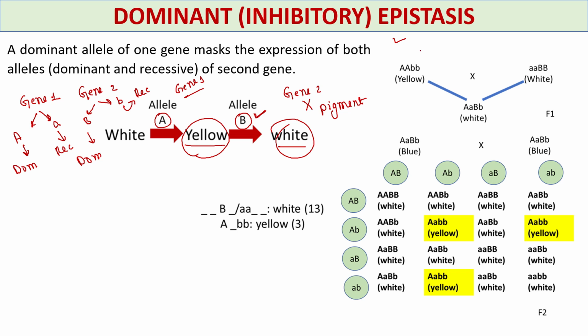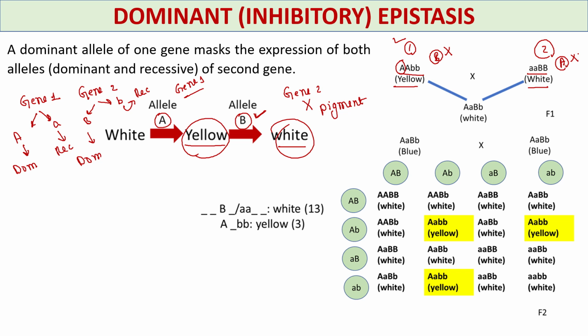In the following cross, parent 1 has genotype capital A, small b, and it is yellow. Because the allele capital A is making it yellow and it does not have a capital B allele, nothing is present to mask the action of allele capital A. The other parent is small a, capital B. It is white because it does not have allele capital A. Therefore, yellow pigment could not be formed.